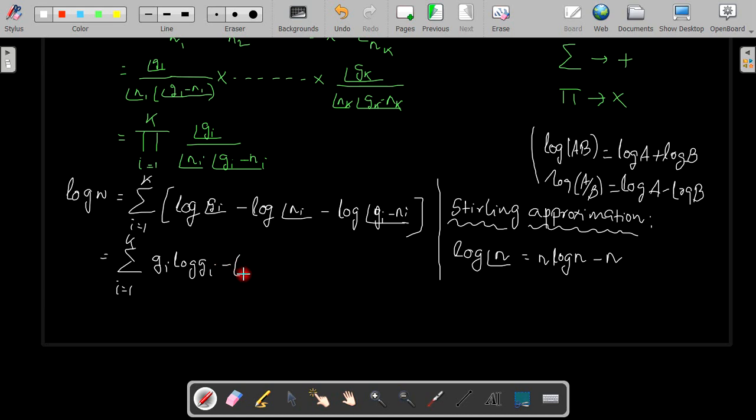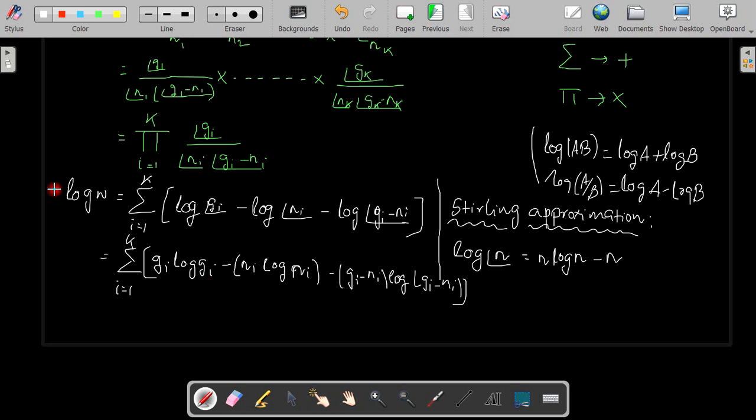I'm leaving it to you, and then you can write ni log of ni, that will be your second term. The third term would be gi minus ni into log of gi minus ni. So this is the term that you are going to get when you use the Stirling approximation.